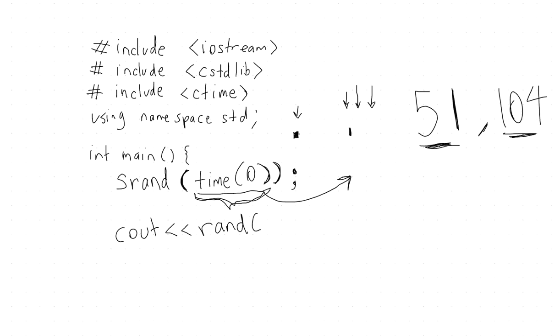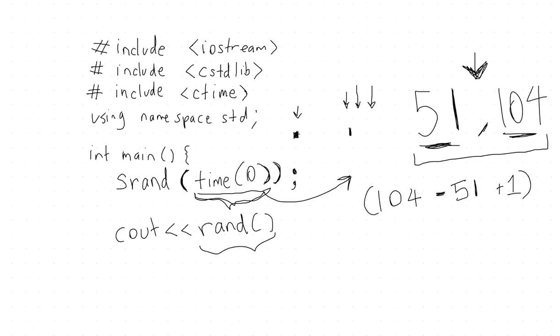So rand will generate a random number. This number could be very large or very small, but very likely it's going to be larger than the range that you want. To get it within that range, figure out how many numbers are between these two numbers. You take the larger number, subtract off the smaller number, and then add 1.